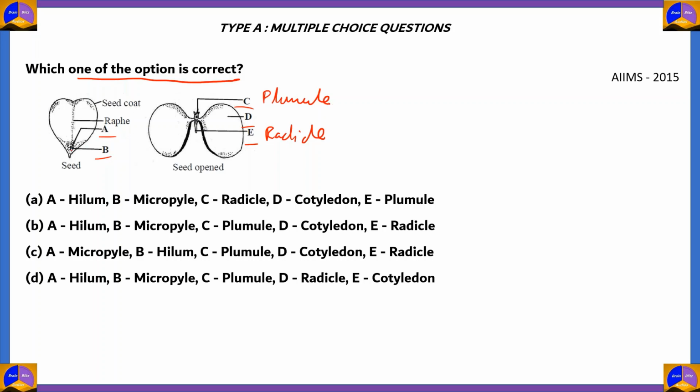And if you look at the part A carefully, you find that it's sort of a hole, and the hole in the seed coat is known as hilum. So when we look at the options, we find that A hilum, C plumule, and E radicle is found in option B. So by reduction, we found out that option B is the right answer. So let's look at the other options. B is micropyle, that is correct. And D is a cotyledon, which is also correct.